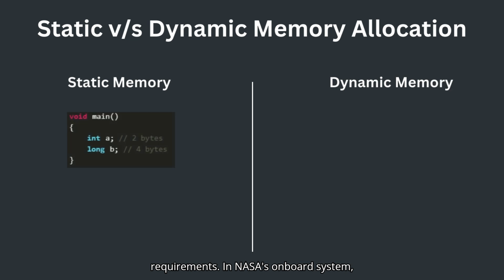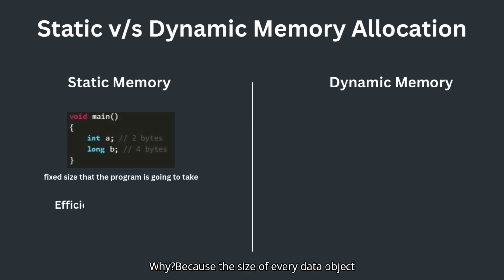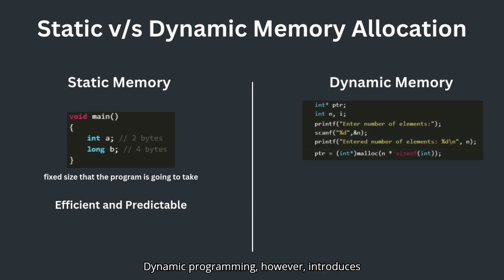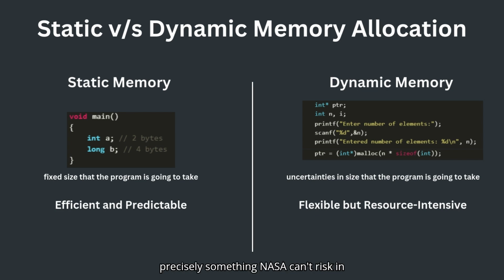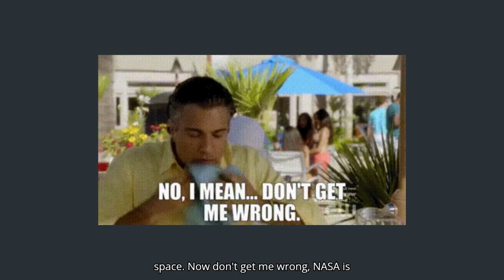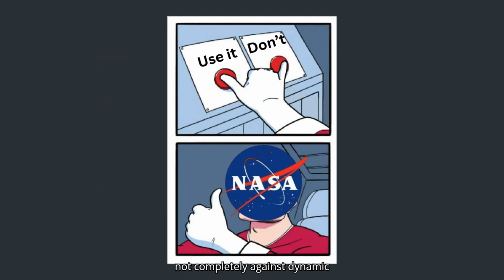In NASA's onboard systems, static memory allocation reigns supreme. Why? Because the size of every data object is fixed and known at compile time. This predictability ensures optimal use of limited hardware resources, especially in embedded systems like a spacecraft. Dynamic programming, however, introduces uncertainties. The size of its data structures changes at runtime, which makes it harder to control memory usage precisely, something NASA can't risk in space. Now, don't get me wrong, NASA is not completely against dynamic programming.